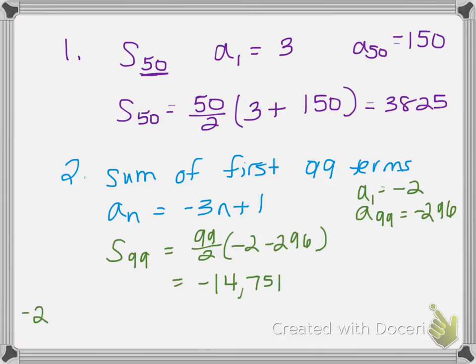Yes, it's okay for the sum to be negative, because if I look at this actual series, it's negative 2 because that's the first term. If I plug in a 2, I get negative 5. And if I plug in 3, that's negative 9 plus 1, which is negative 8. Notice that every term I add to it is more negative, so I'm adding a bunch of negative numbers, so that's why I got a negative whenever I found the sum.